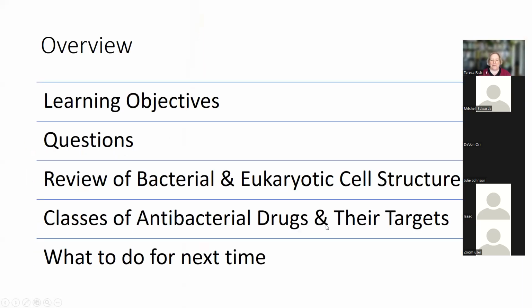All right, so here's an overview of what we're going to cover today. We're going to go over the learning objectives. I'll open it up to questions, and we're going to review bacterial and eukaryotic cell structure with an eye toward reminding ourselves the differences between our cells and bacterial cells, because those are going to be targets for the different classes of antibacterial drugs. Okay? And then we'll talk about what to do for next time.